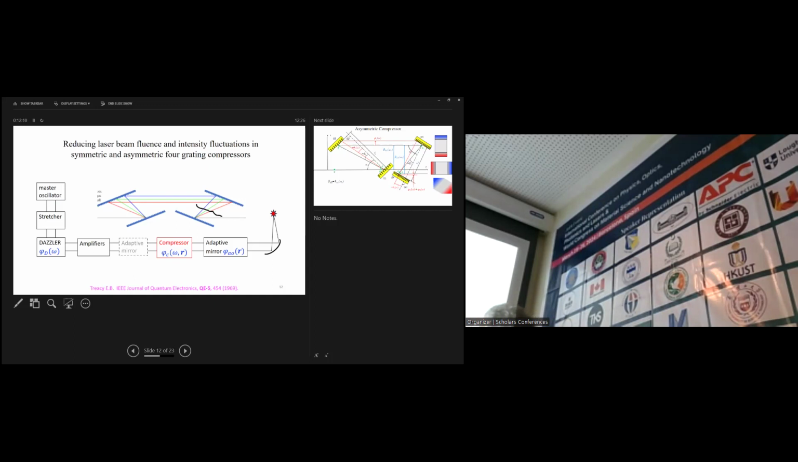We compress our pulse in space using adaptive optics, but we cannot control space-time coupling using this device because the adaptive mirror doesn't know about omega and doesn't know about coordinates.